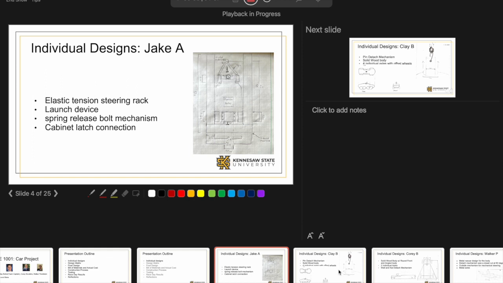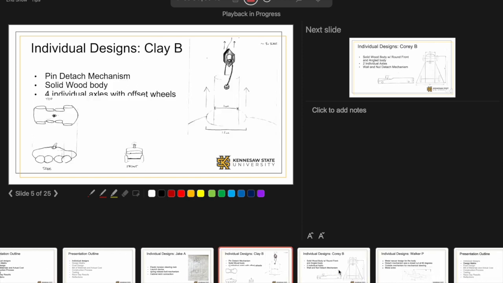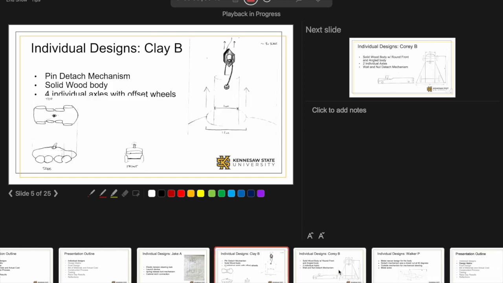But I would like to mention that we did use a hybrid of each design that we will come across, which I think is really cool. The last point of his design, the elastic steering, really was interesting.